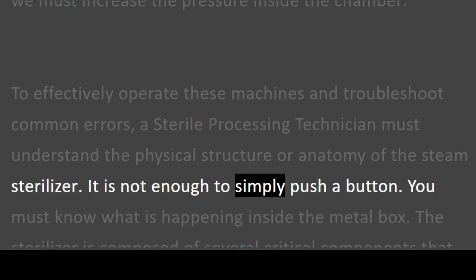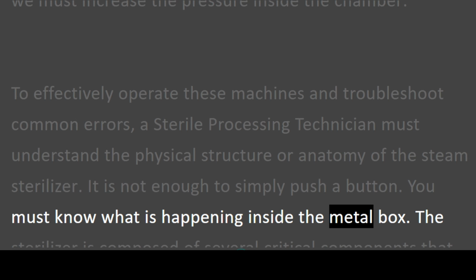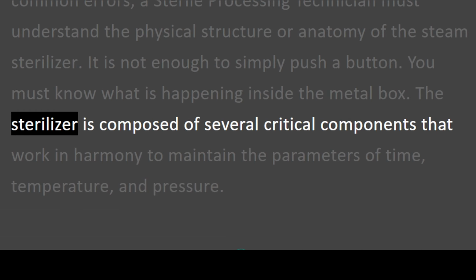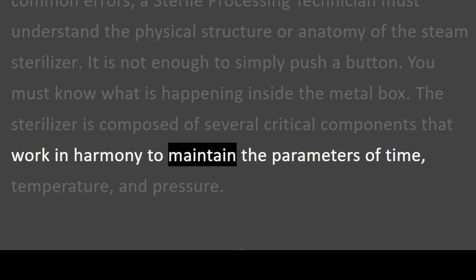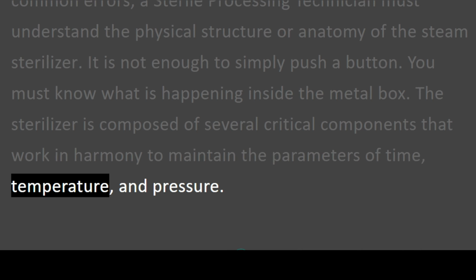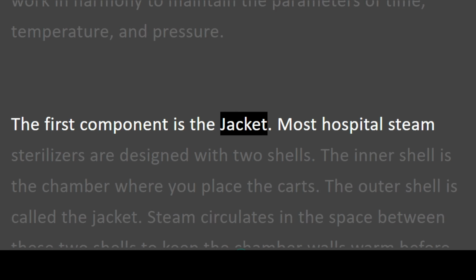It is not enough to simply push a button. You must know what is happening inside the metal box. The sterilizer is composed of several critical components that work in harmony to maintain the parameters of time, temperature, and pressure. The first component is the jacket.